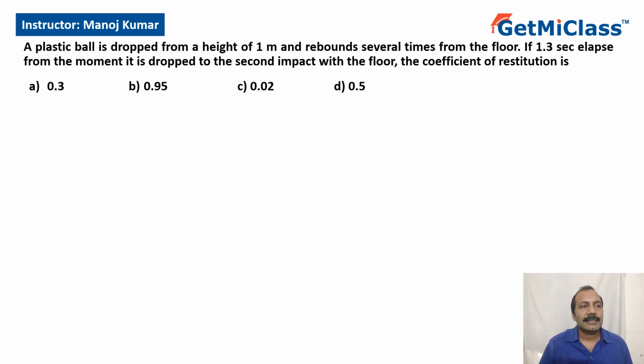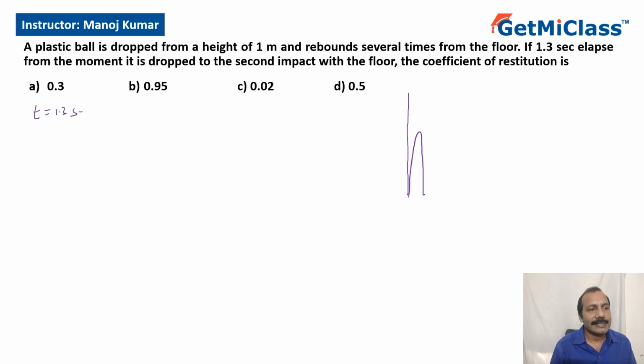This question says a plastic ball is dropped from a height of 1 meter and rebounds several times from the floor. If 1.3 seconds elapse from the moment it is dropped to the second impact with the floor, the coefficient of restitution is... So here, the situation is the particle is dropped, then it rebounds and comes back. The total time is given to be equal to how much?